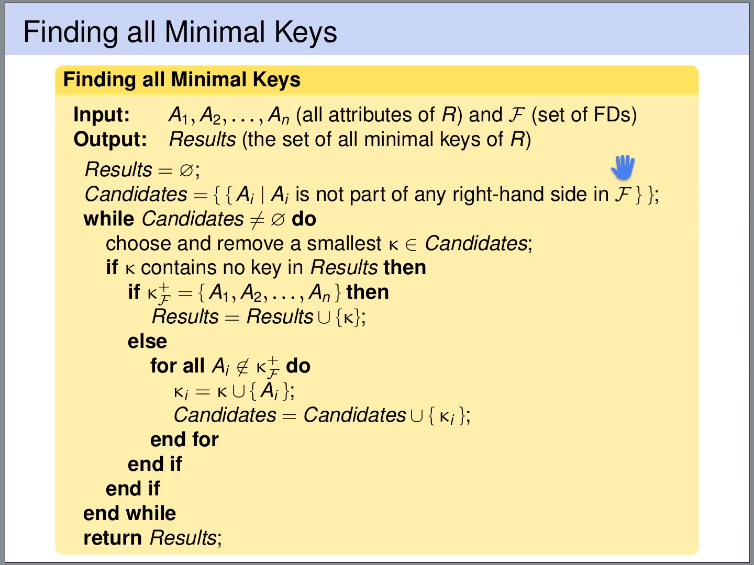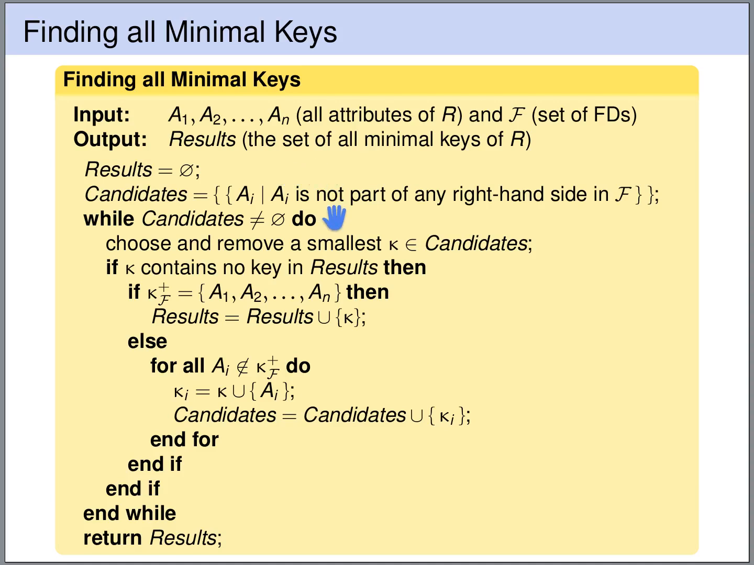Initially, we put as a candidate the set of all attributes Ai that do not appear in any right-hand side of a functional dependency. The attributes that do not appear in the right-hand side of functional dependencies, this means you can never get them via a cover, so they are not implied by any functional dependency, so they have to be part of the key. So this is the first step. You look for all of the attributes that are not in any right-hand side, and they need to be part of any key.